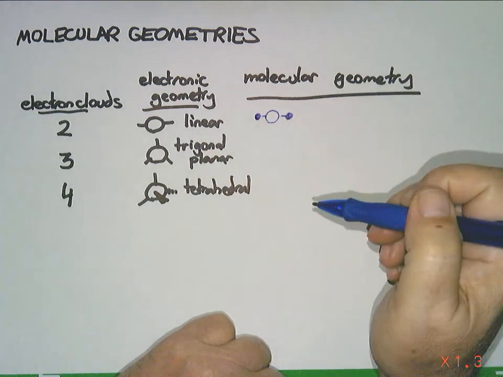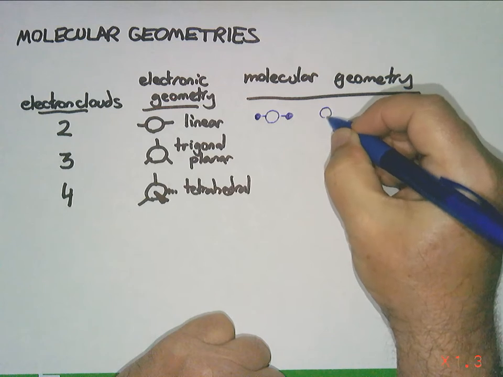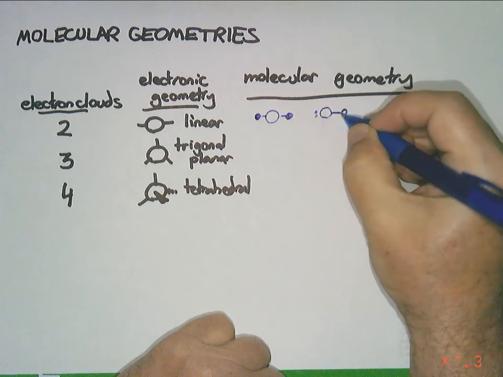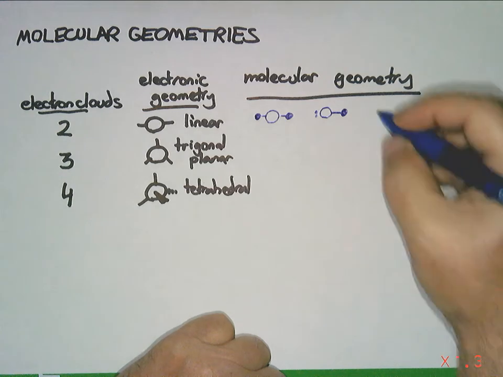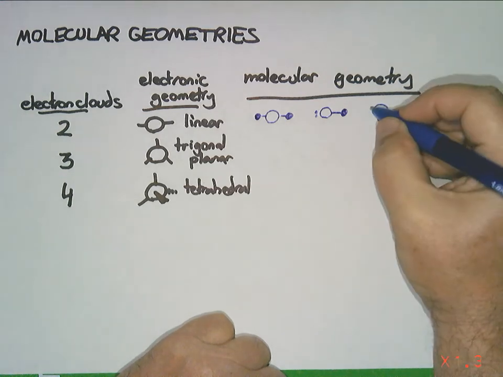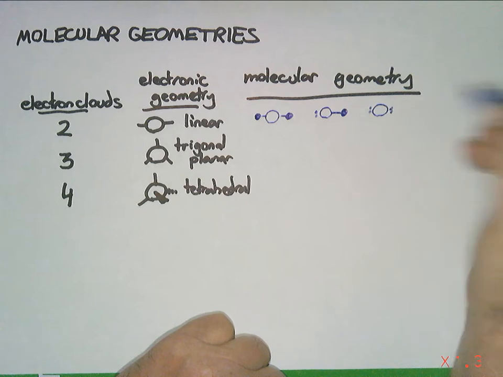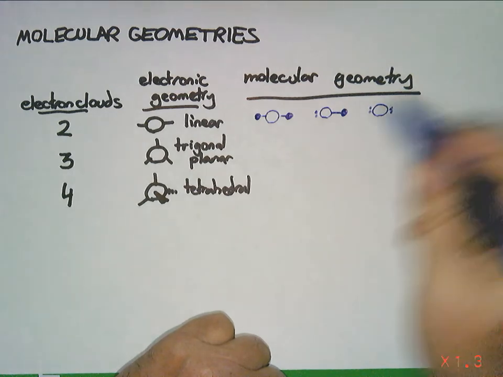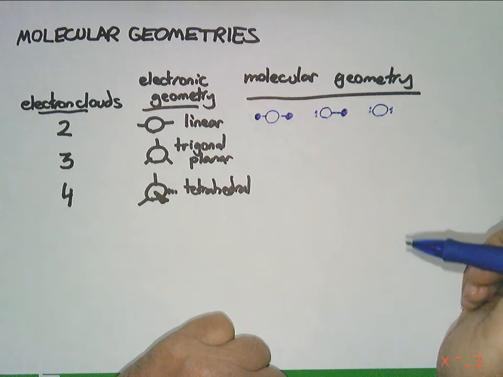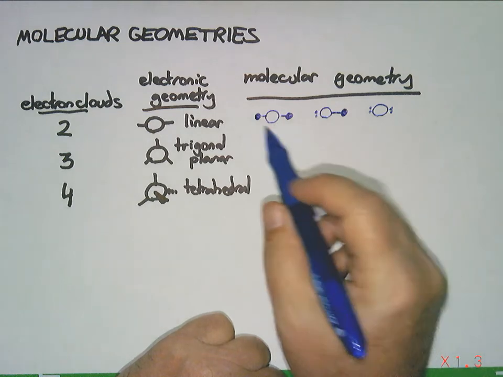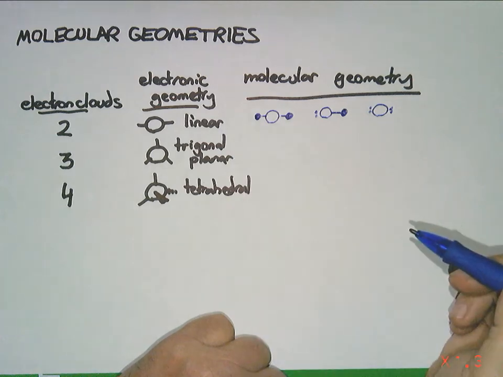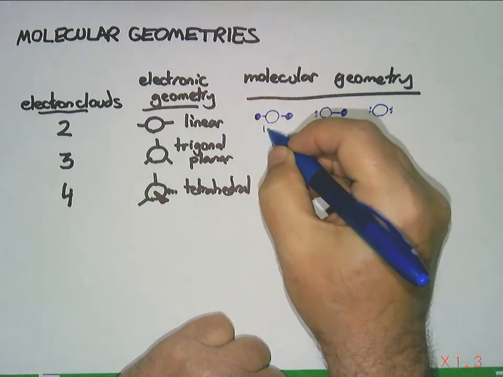Then the clouds would be bonds. Or we could put a lone pair there and a bond here to an atom. Or we could, I suppose, put two lone pairs here. Now, we can name these shapes, these molecular geometries, different things. If you have no lone pairs, the name of the molecular geometry is always the same as the name of the electronic geometry. So this would just be called linear.